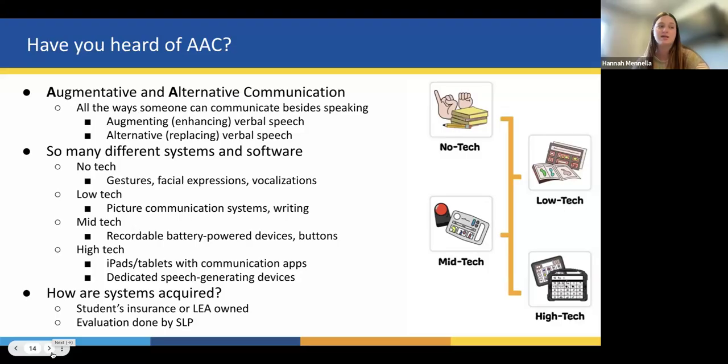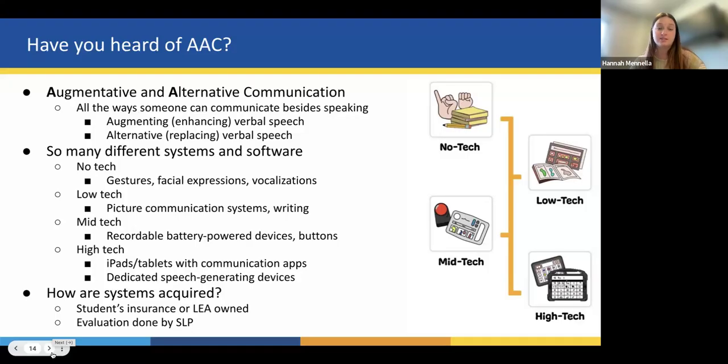So sometimes when we say AAC, we really think about only high-tech devices, speech generating devices, but it includes lots of other stuff too. And an AAC user might use all of these throughout their day. It can be augmentative, which means maybe we have some verbal speech, but we use an extra support to add to it, to expand on it. And it can be alternative. It can completely replace verbal speech. Maybe we're totally non-speaking and we use some sort of AAC system as that replacement.